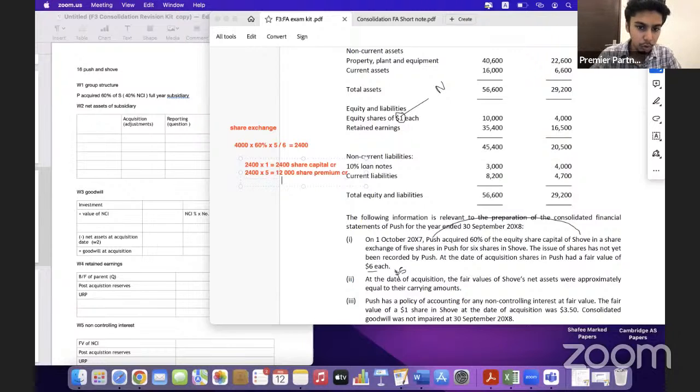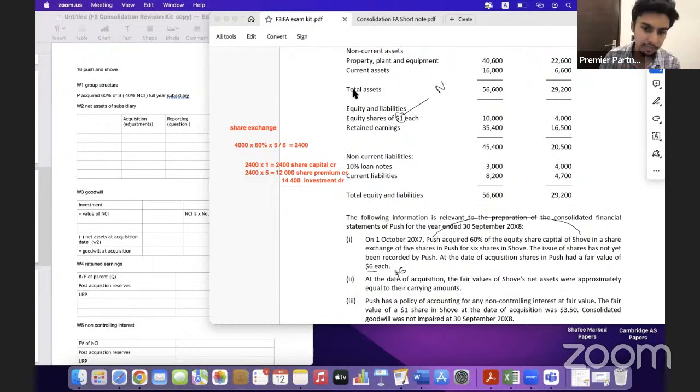Right now, guys, add both together: 14,400. What is this 14,400? That's the consideration. Consideration means investment. Investment account will become debit. This is how, guys, you have to account for the share issue.